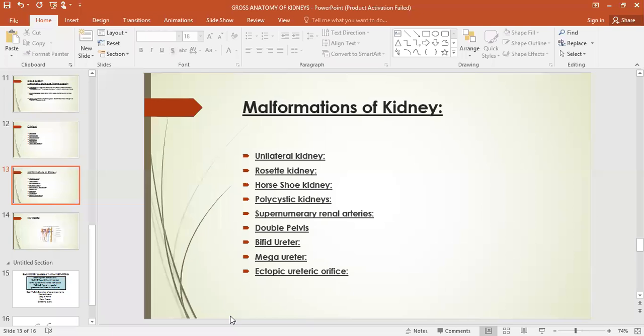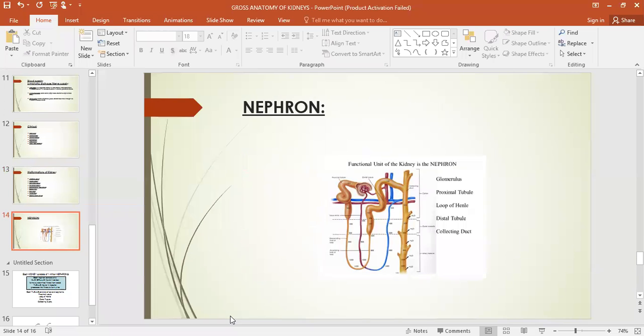Bifid ureter, when the ureter on one side has separate origins and separate insertion in the ureter. Megaureter, when a large-sized ureter is present, with absence of peristalsis. Ectopic ureteric orifice, when the ureter has no opening in the bladder and it directly opens into another site.